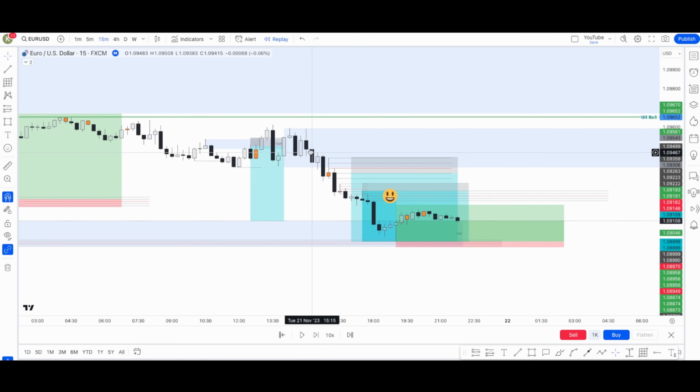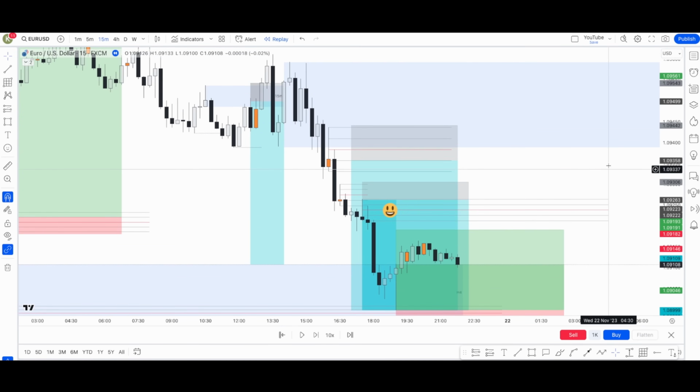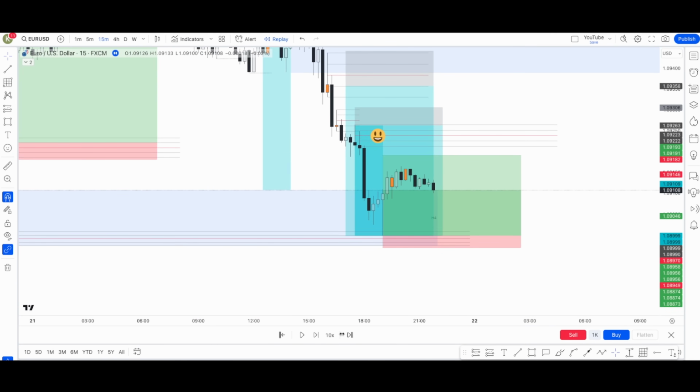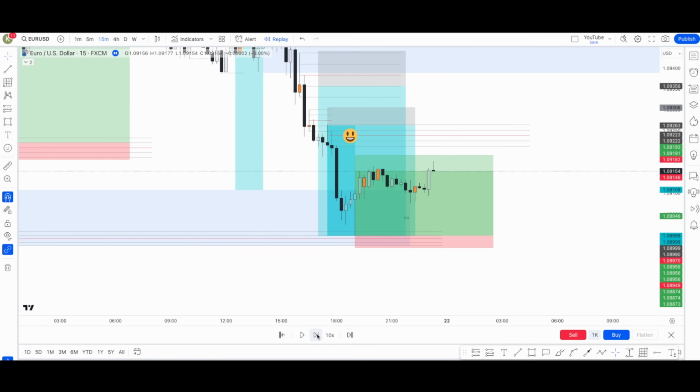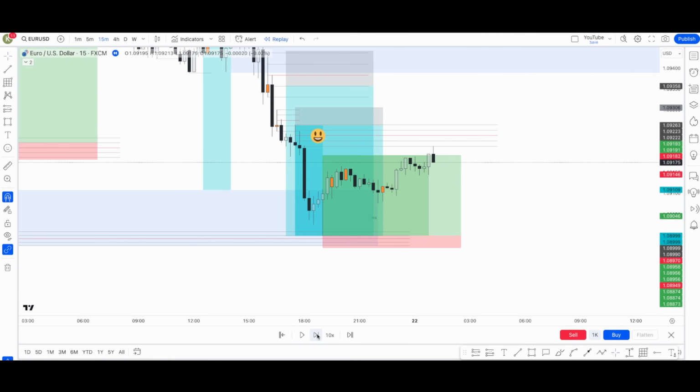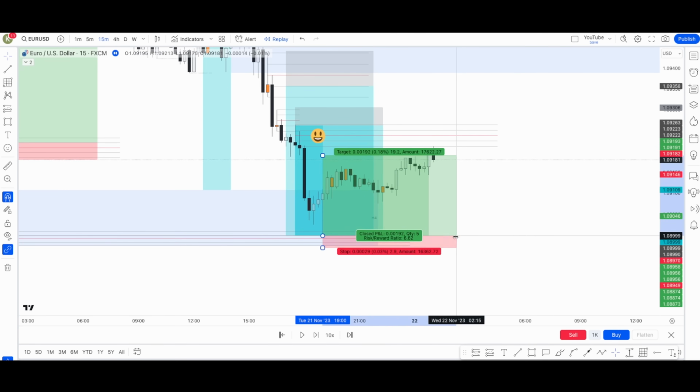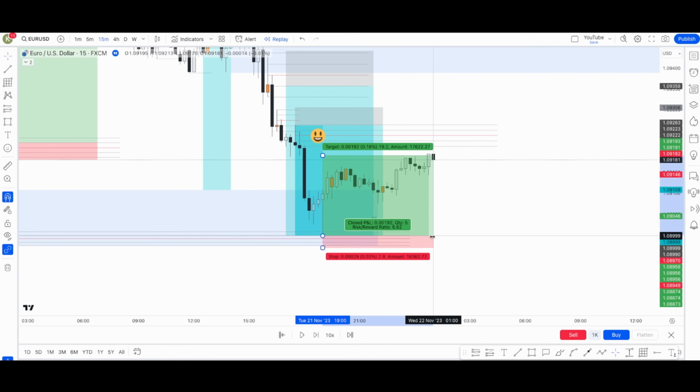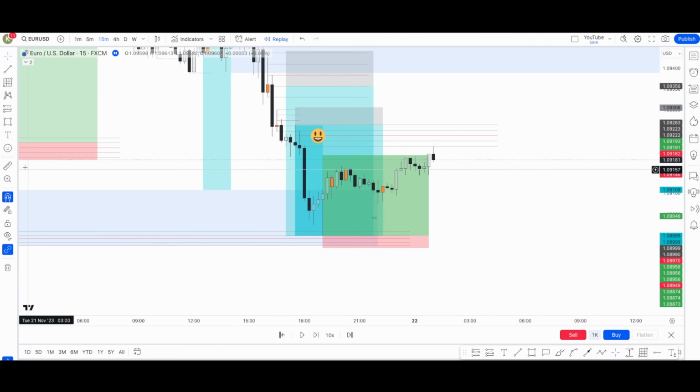Go check the 15. Was there anything left behind? Not that I can see. All good. Let's keep going. All right, so this one would have taken profit, which is cool. Would have taken profit there. Put a little tick on it.